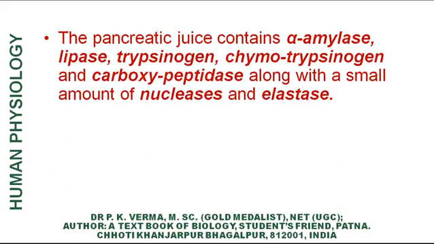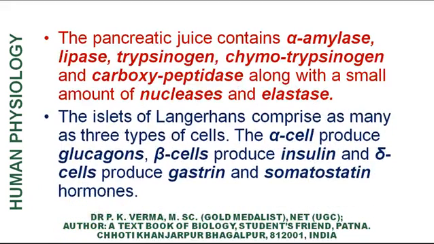The pancreatic juice contains alpha amylase, lipase, trypsinogen, chymotrypsinogen, and carboxypeptidase, along with a small amount of nuclease and elastase. The islets of Langerhans comprise as many as 3 types of cells. The alpha cells produce glucagon, beta cells produce insulin, and delta cells produce gastrin and somatostatin.